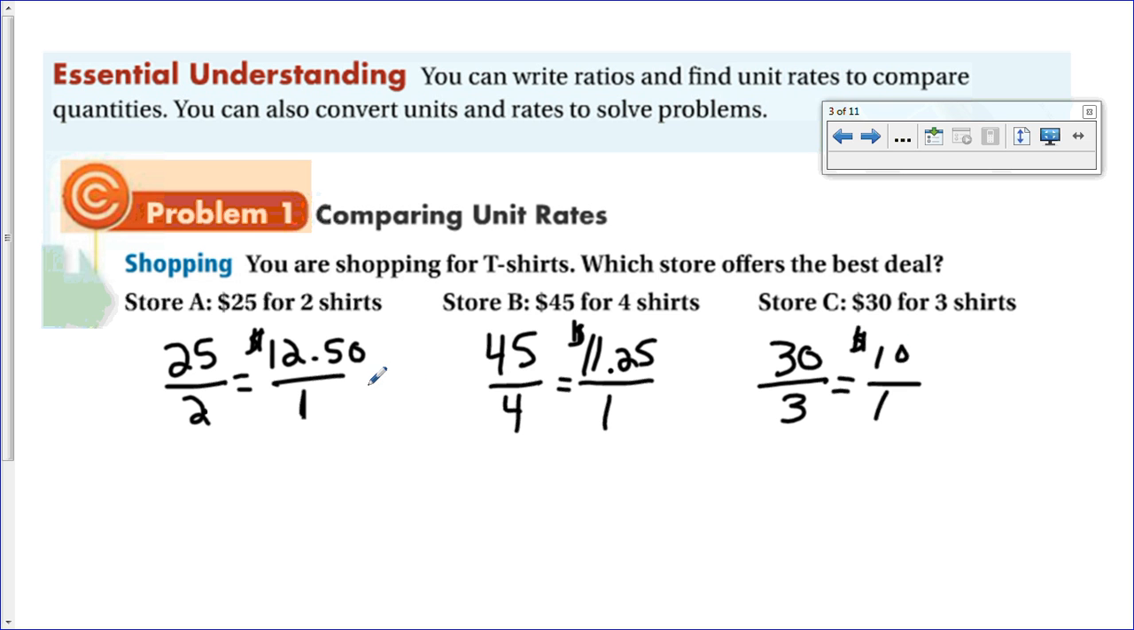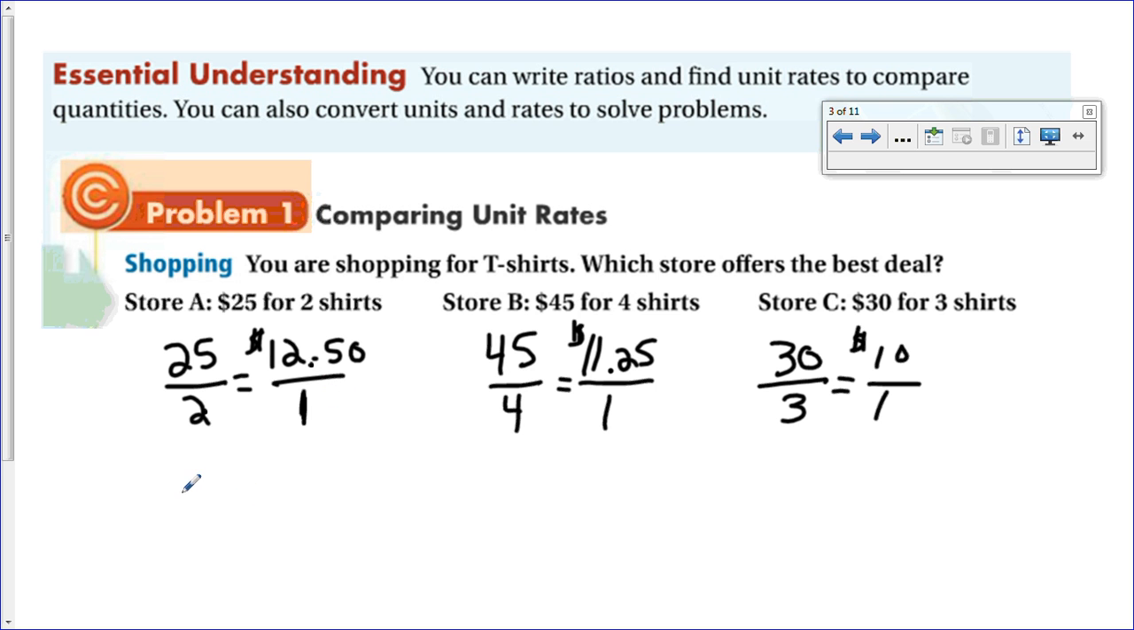$10 per shirt. Now you might say, well, if this is $12.50 over 1, I don't have to write the 1. You do. Yes, this is division, but it's also called a ratio. And when it's a ratio, we have to have 2 numbers, even if the 1 is a 1, even if the denominator is a 1. We still have to keep it because what this tells us is this is $12.50 for 1 shirt. So it's nice to have that 1 left there.